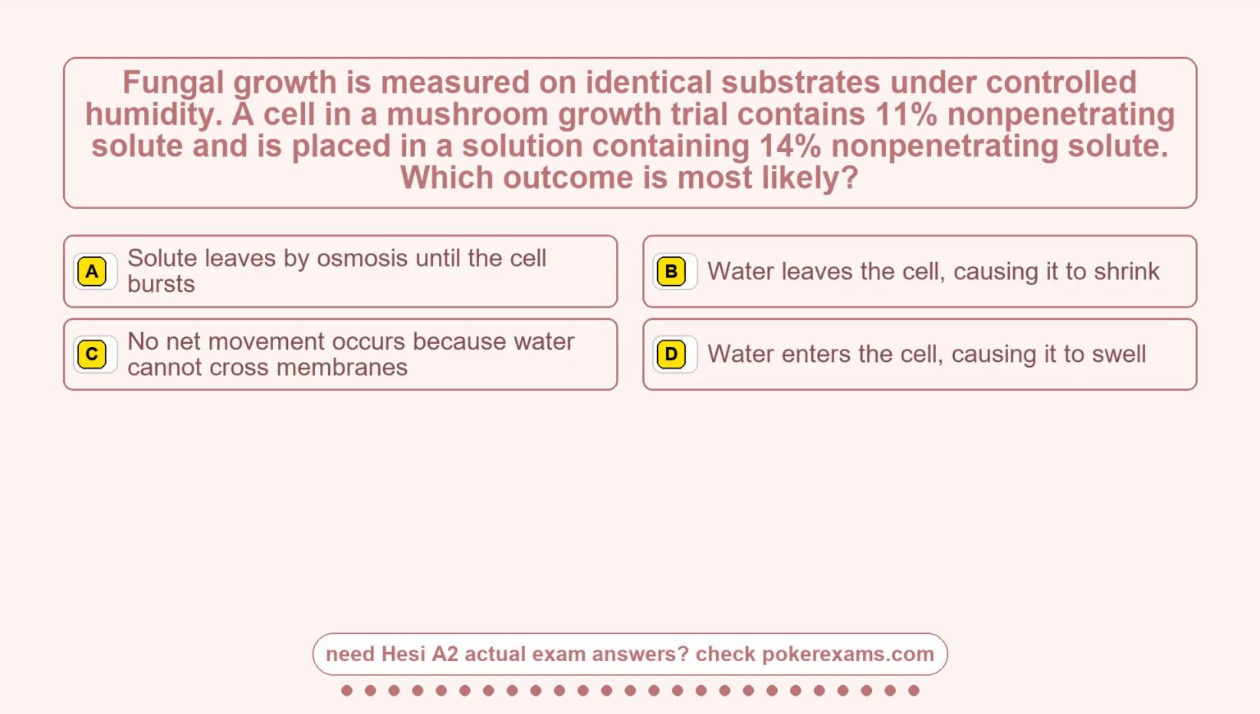Question 7. Fungal growth is measured on identical substrates under controlled humidity. A cell in a mushroom growth trial contains 11% non-penetrating solute and is placed in a solution containing 14% non-penetrating solute.